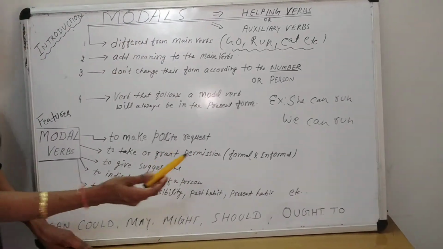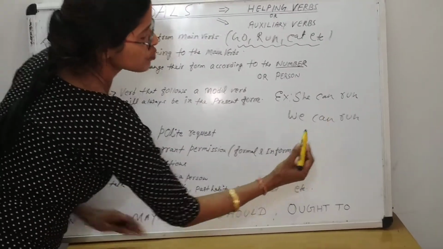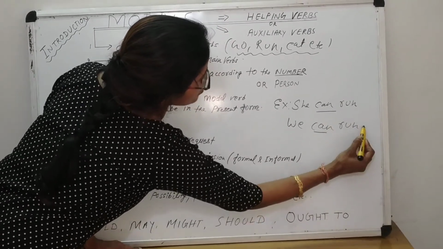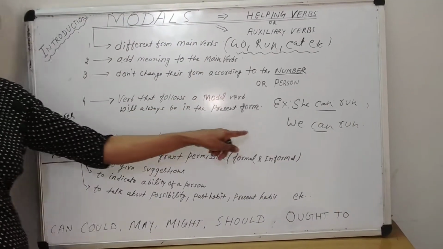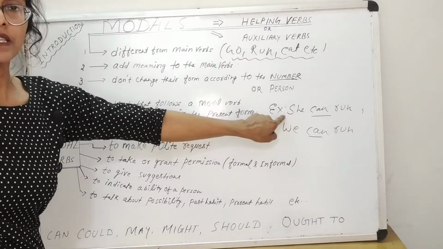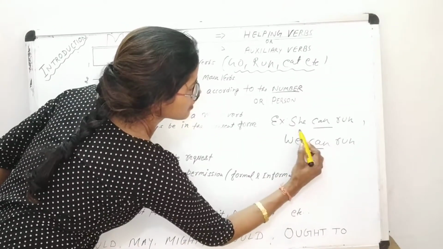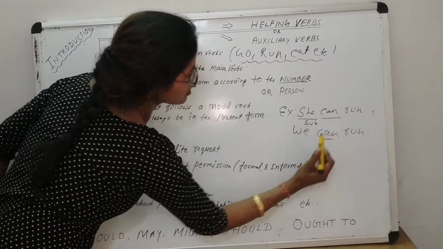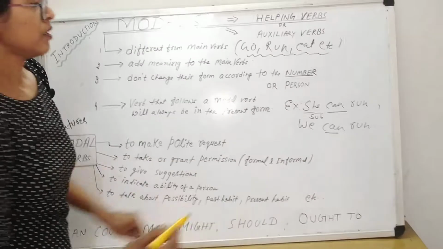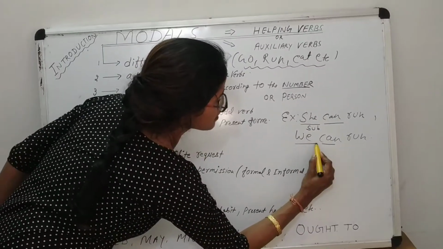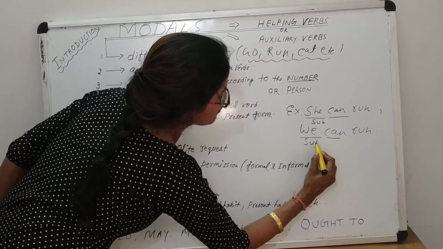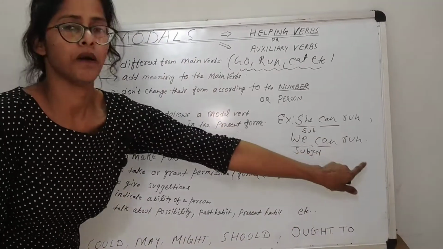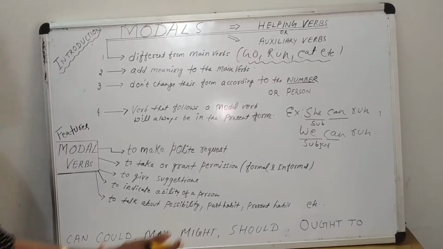Can you see? I have used a modal verb in both the sentences. So what is the modal verb I have used? I have used can and can in both the sentences. Now, can you identify the person in the first sentence? Yes. The subject here is she. And in the second sentence, the subject is we, right? And this is the modal verb and this is the main verb. Can you notice the difference?